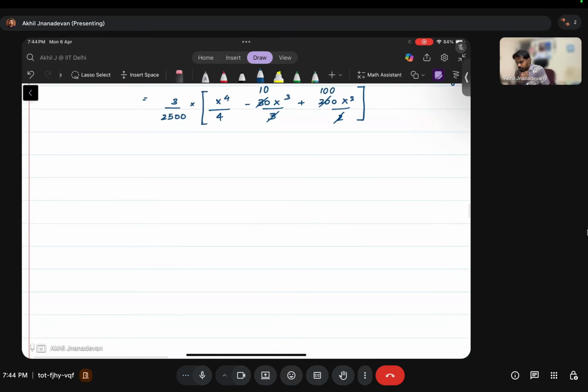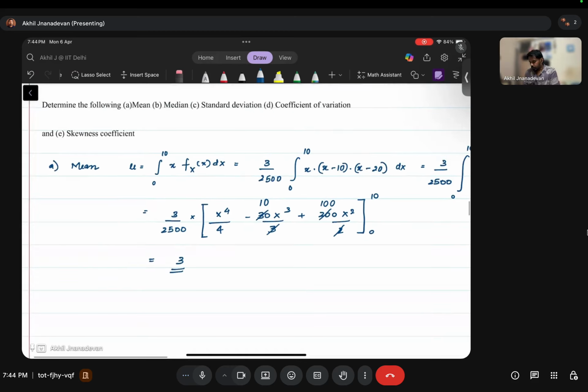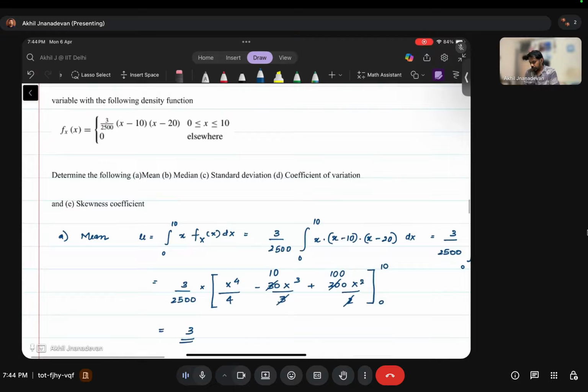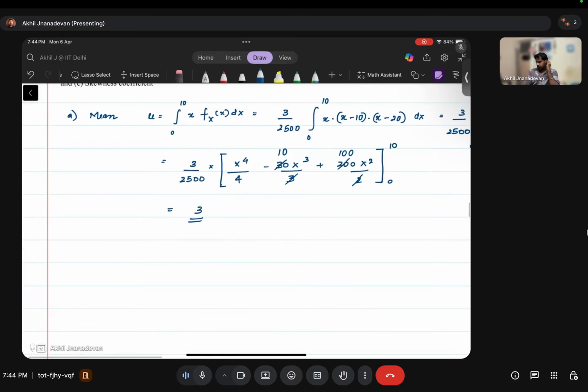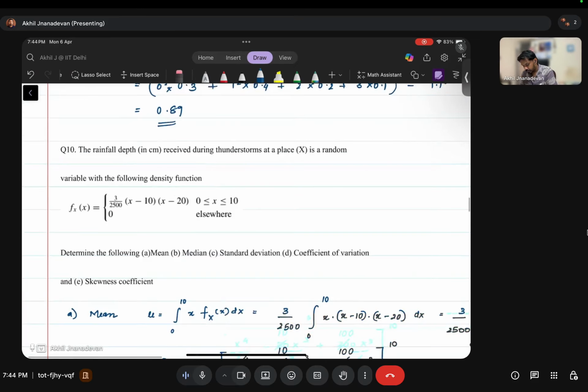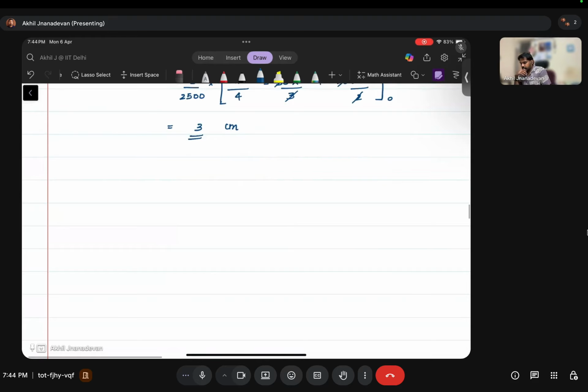So, and the limits of integration was 0 to 10. To substitute this, we'll be getting it around 3. So the mean of annual rainfall depth, that is annual rainfall depth mean, is coming out to be 3 centimeters. Okay, so next we can move on to another measure of central tendency, that is median.